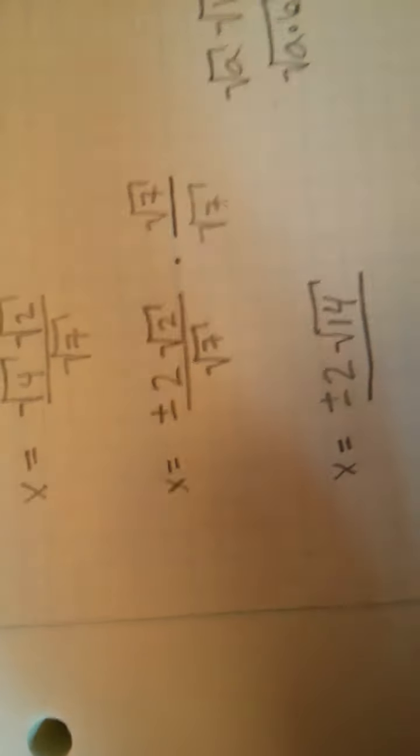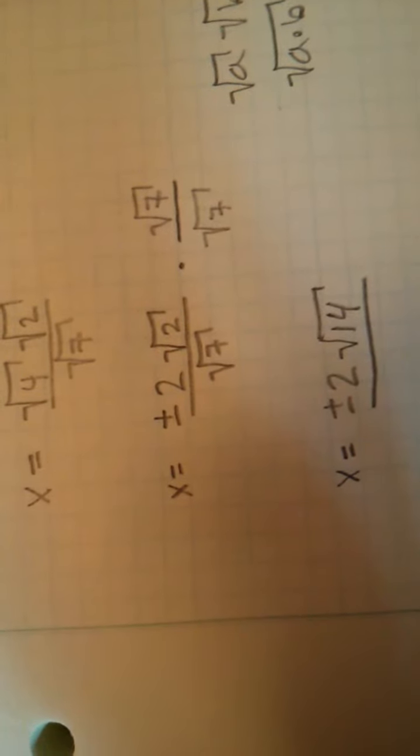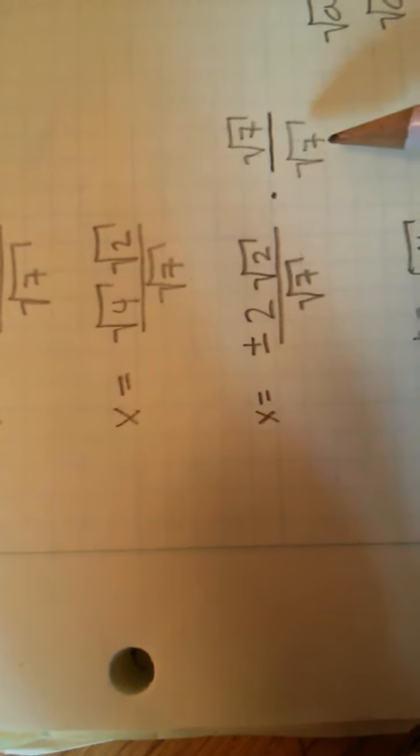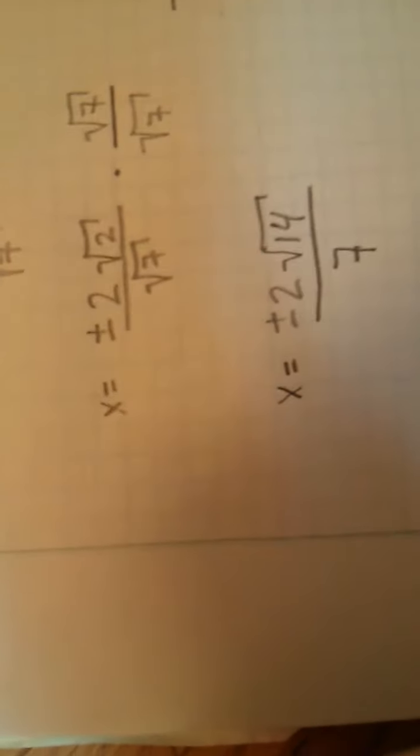Well, anytime we have a square root being multiplied by itself like that, it is simply its value, right? Because we multiply the inside. That would be 7 times 7, which is 49. What's the square root of 49? 7. Okay, so this is our answer.